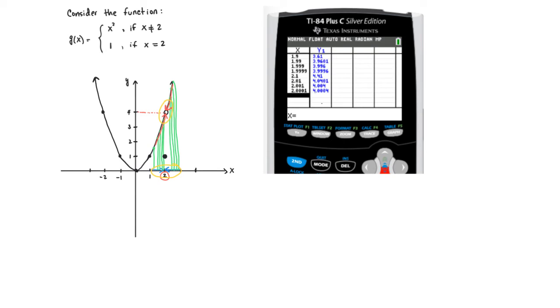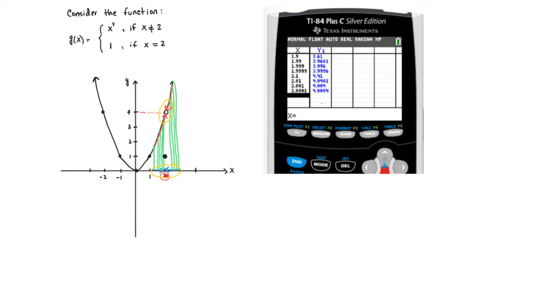Then I took x values to the right of 2. So again, we're getting closer and closer to 2, but from the right. 2.1, 2.01, a little bit closer to 2, 2.001, even closer. And I want you to look at the y values. From 4.41, then to 4.04, 4.004. So clearly, again, the y values are approaching 4.